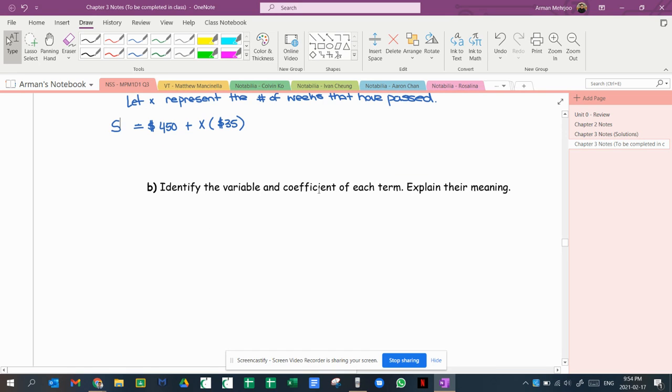Identify the variable and the coefficient of each term. Explain their meaning. Okay, let's identify some of these things. So let's identify S. S is Malia's savings after X weeks. $450, which is my next term, is my constant. And it's my constant because it doesn't have a variable attached to it. So this represents the amount of money that Malia initially deposited.